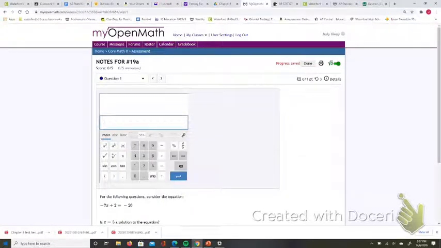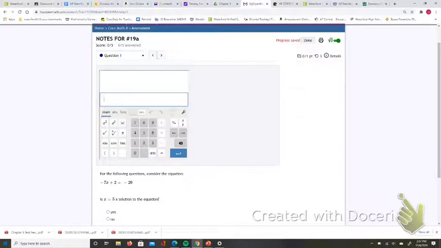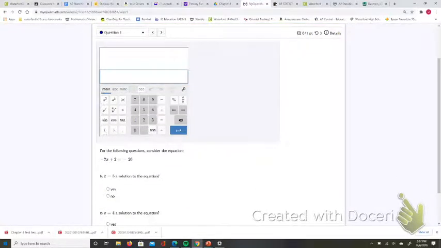Hello everyone, this is notes for lesson 19A. So this lesson is interesting. What this lesson is asking is: is a specific number a solution to an equation?